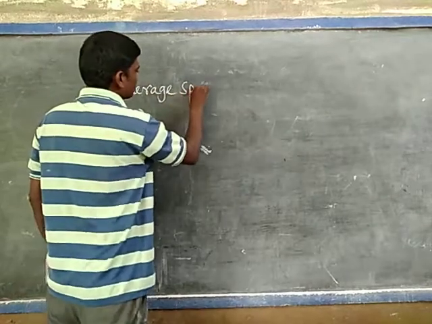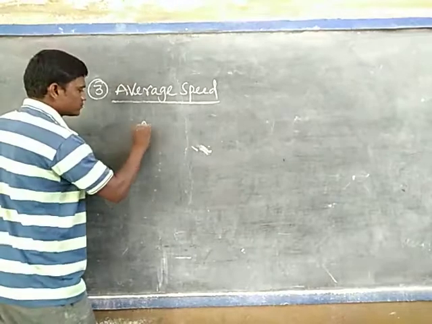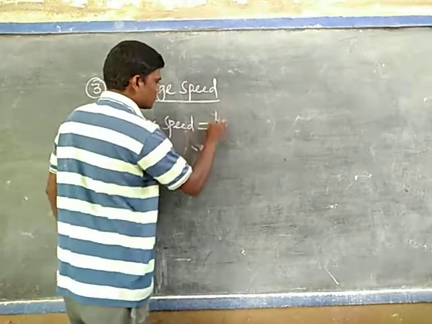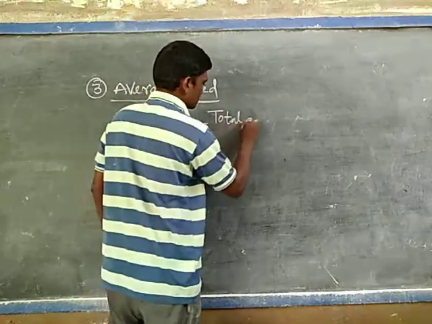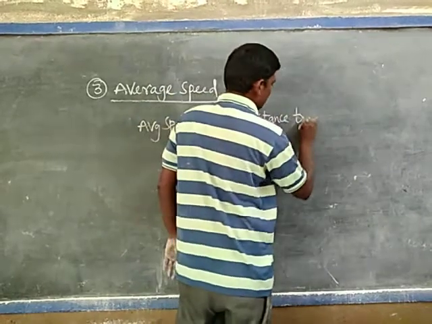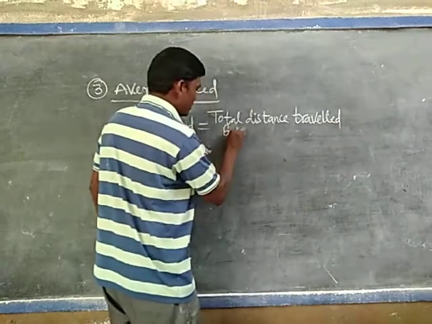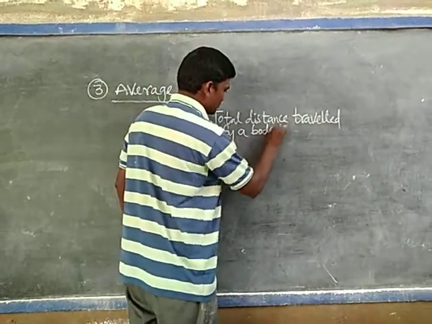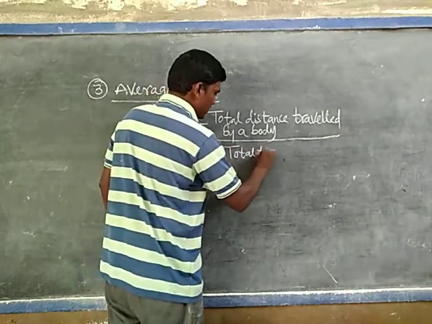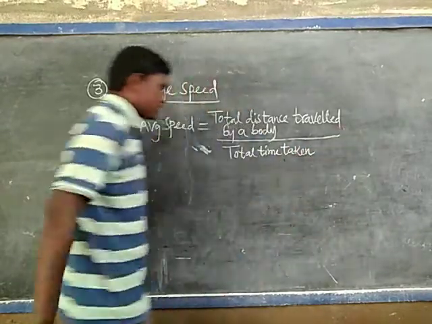Third one is average speed. Average speed is equal to total distance traveled by a body upon total time taken for its entire journey.